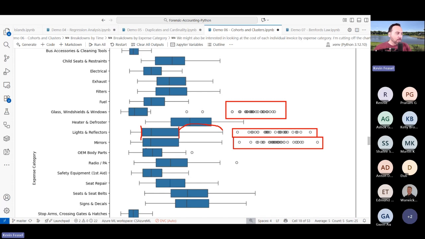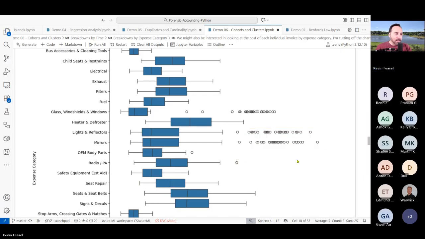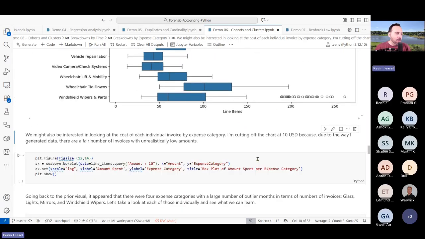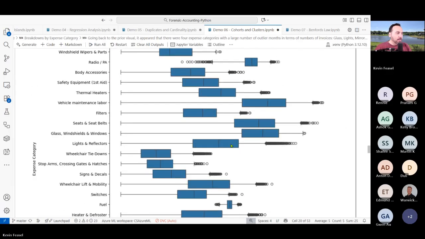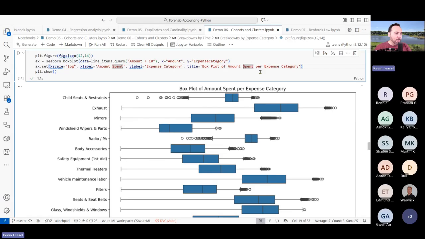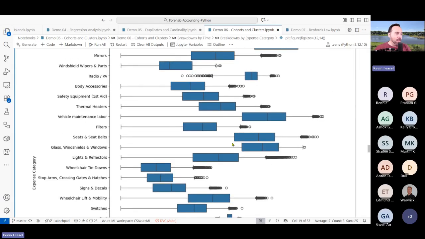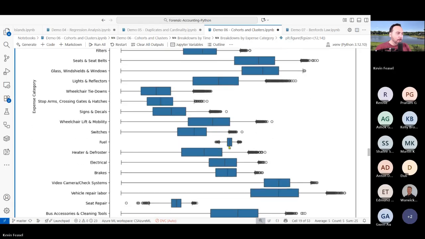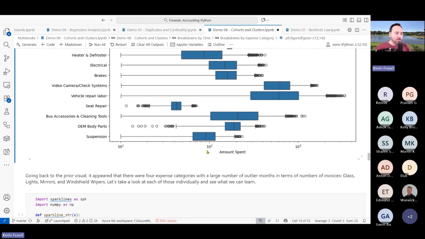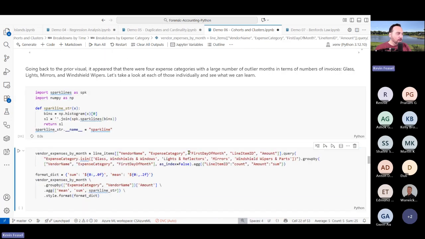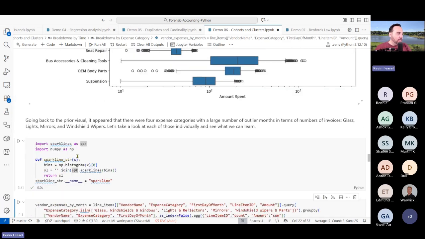You can see that, for example, OEM body parts, there's one data point. Radio PA, there's one data point. So having an outlier is not a big deal. Having this many outliers, it kind of tells us something. Now, let's look at this box plot of amount spent per expense category. And we do have outliers. We have outliers for everything here. This is maybe not going to be very easy to read. So let's build instead some spark lines.